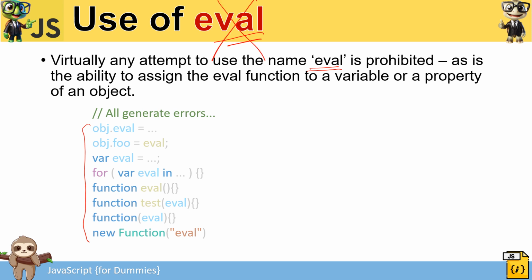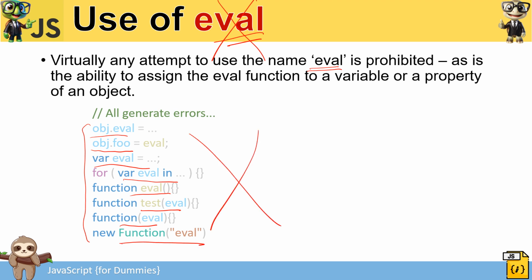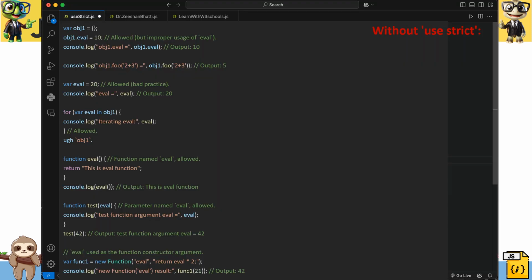You cannot use it. So if you declare an object's property foo as equal to eval, or declare a variable, or use var eval inside a for loop, or inside a function as eval, a test function with an eval argument, any use of eval is completely prohibited. None of these things are allowed because you use strict mode. So these all will generate errors for us. Okay, so that's one other way of doing it.